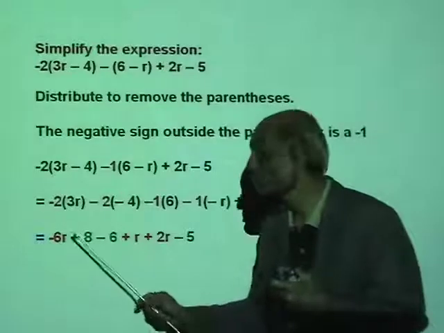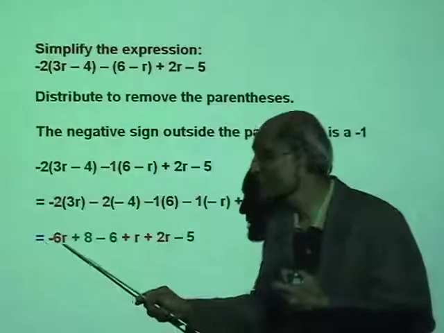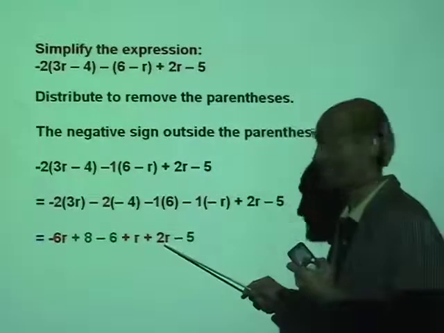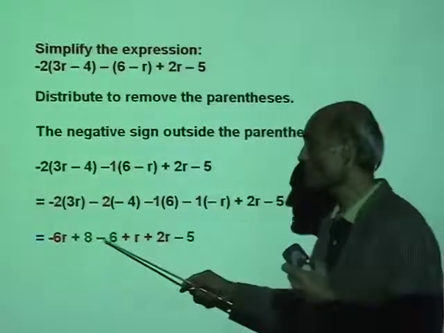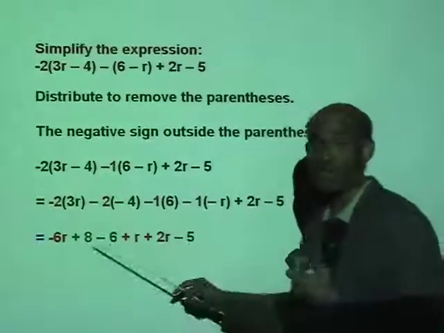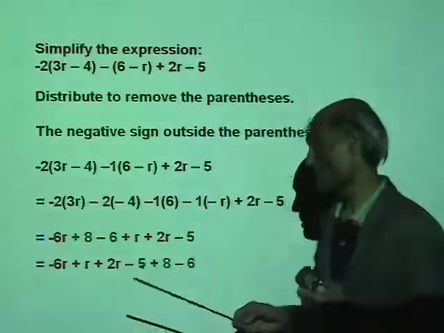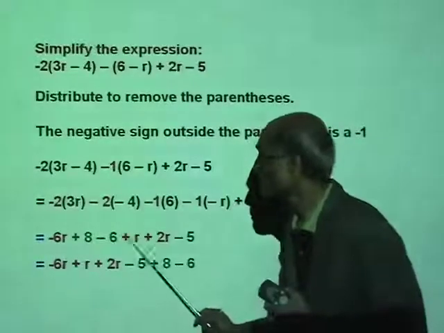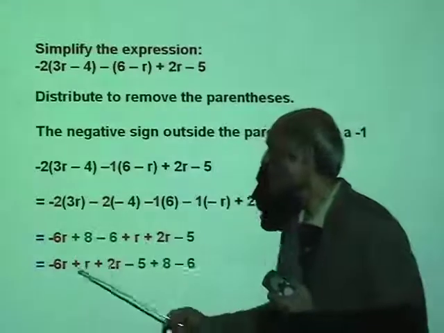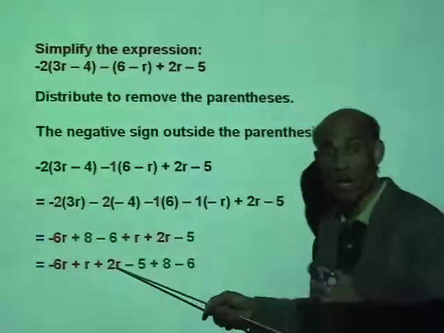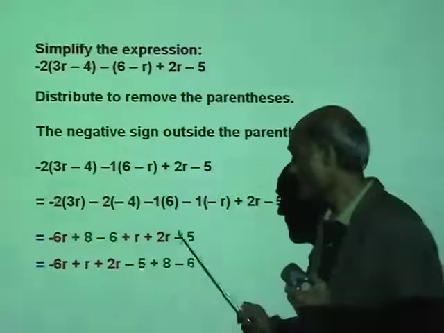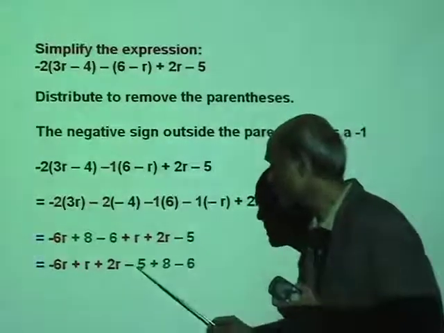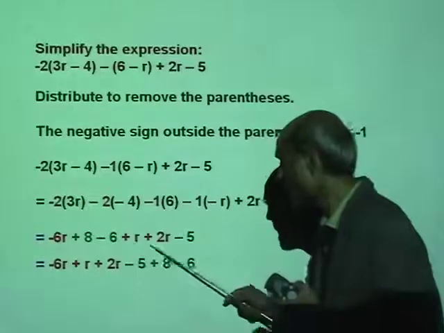And if you noticed, I have used colors now to represent like terms. Minus 6r, plus r, plus 2r, they are like terms. Plus 8, minus 6, minus 5, they are like terms. Alright, so I'm now writing them as negative 6r, plus r, plus 2r. Write all the like terms in r together. Then minus 5, look at the way I'm writing, I'm rearranging them. Minus 5, plus 8, minus 6.